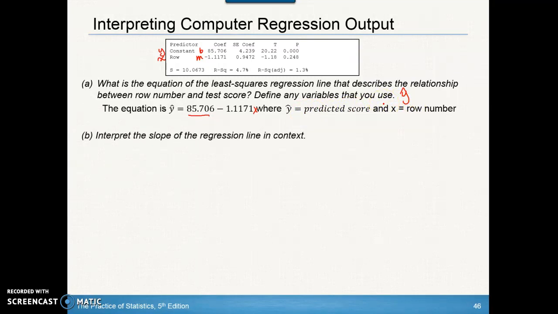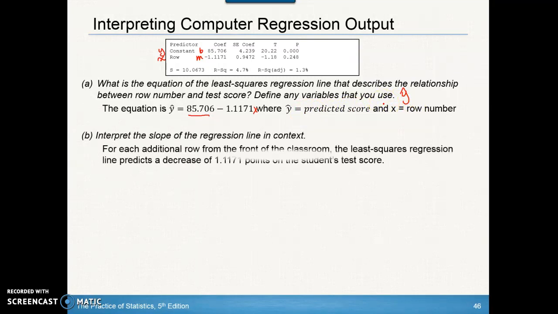Let's interpret the slope of the regression line in context. So this is just saying for each additional row from the front of the classroom, the least squares regression line predicts a decrease of 1.1171 points on the student's test score. Notice how we're saying predicts. It's what we're predicting. It's not exact.